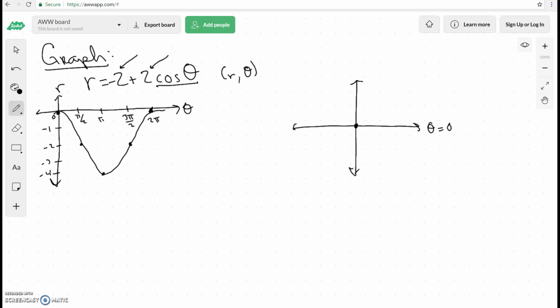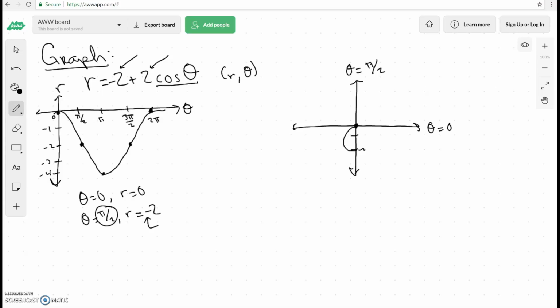Then we're going to go to the next one, which is theta equals pi over 2. How many units am I going? Well, at theta equals pi over 2, my radius is -2. So theta equals 0, we found out that the radius was equal to 0. When theta was equal to pi over 2, the radius is now -2. This -2 means that I'm going to be going backwards. Even though pi over 2 is in this direction, we're going to go downward, down to -2. It's not going to go this way.